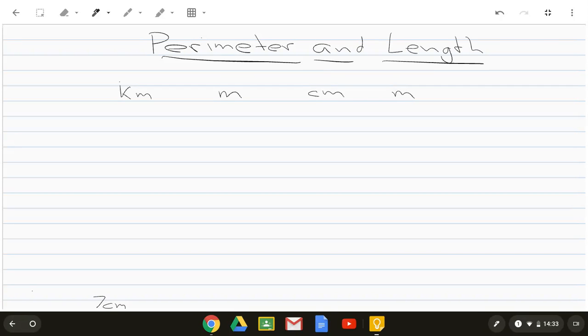Hi, in this video I'm going to look at perimeter and area. What we're looking at are the linear measurements, usually around the shape. So if we're finding the perimeter, we're finding the outside length. So it's a linear measurement.